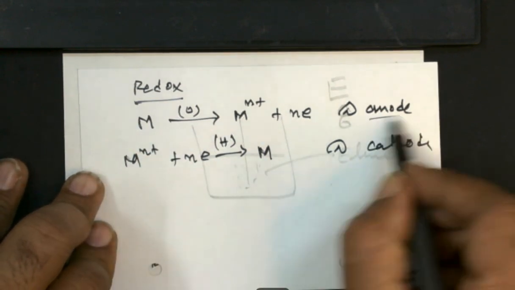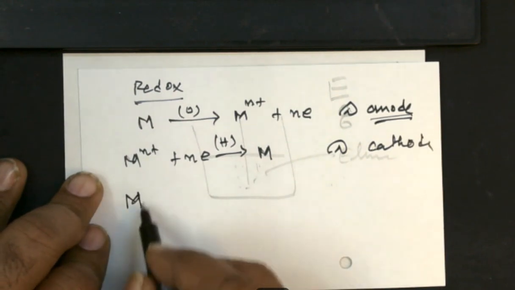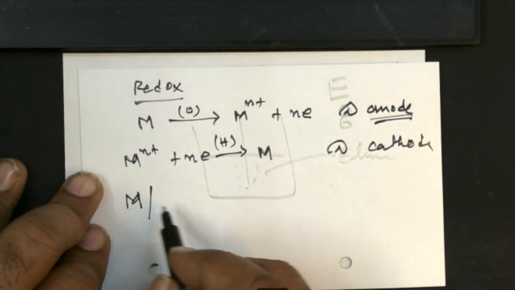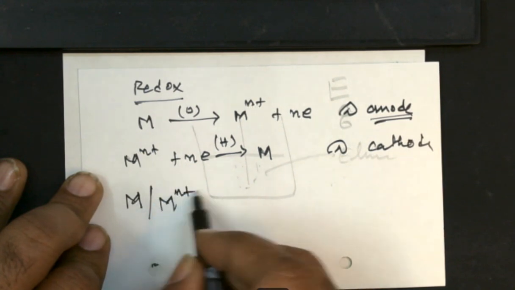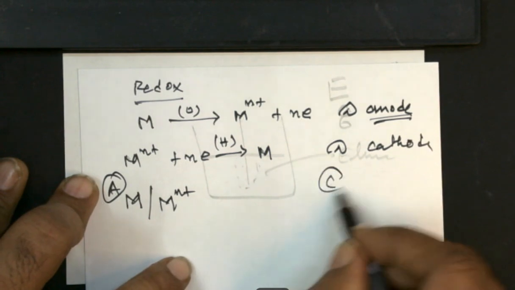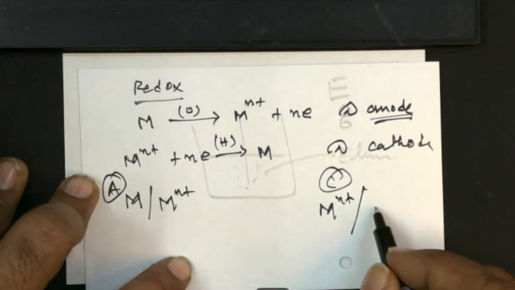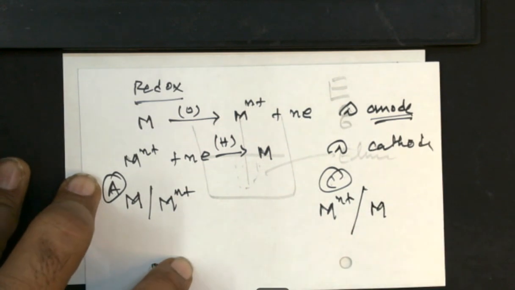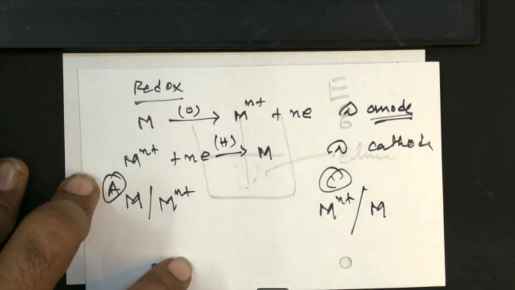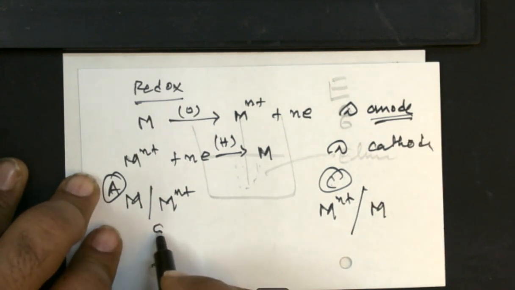Right. So the anode and the electrode can be represented. See the anode, so anode is given on the right side, is it not? I mean left side. M slash M n plus. This is anode. And how to represent the cathode? The cathode should be represented as M n plus slash M. Do you understand this? So this is the way you have to represent the electrode.